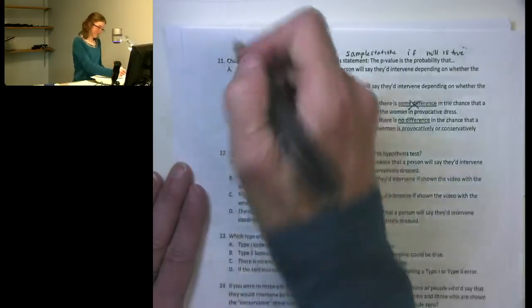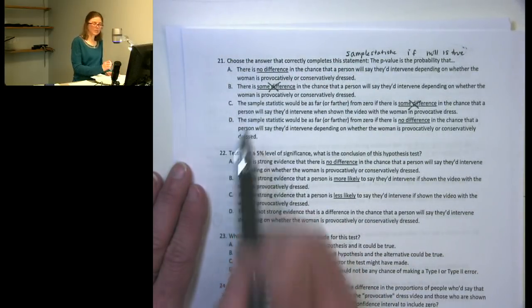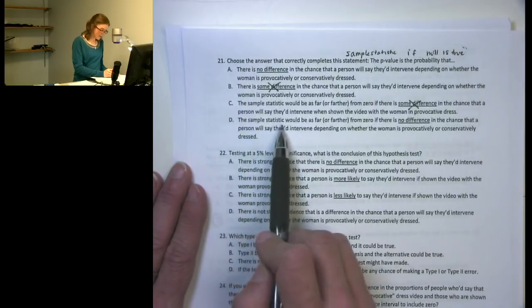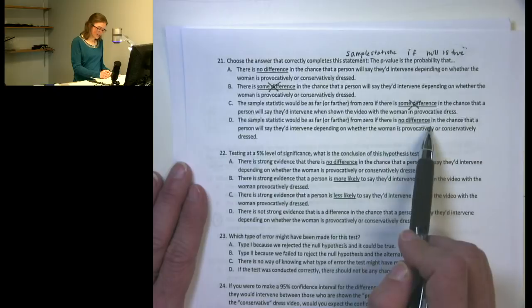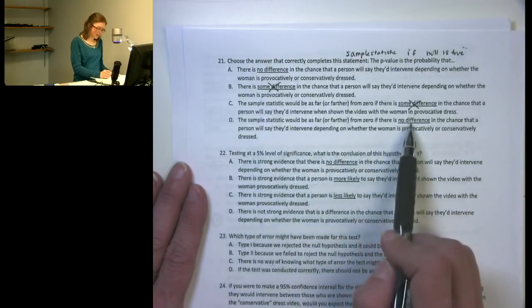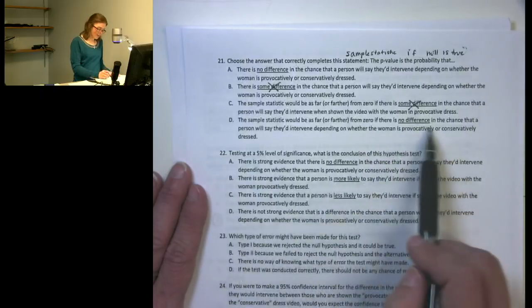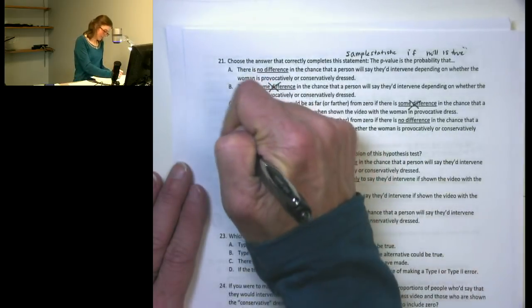So that one's not right. But just to double check, let's take a look at the last one before we circle it. Okay? The sample statistic would be as far or farther from 0 if there is no difference. So it's talking about our sample statistic and the null hypothesis, no difference in the chance that a person will say they'd intervene. That is the correct answer.